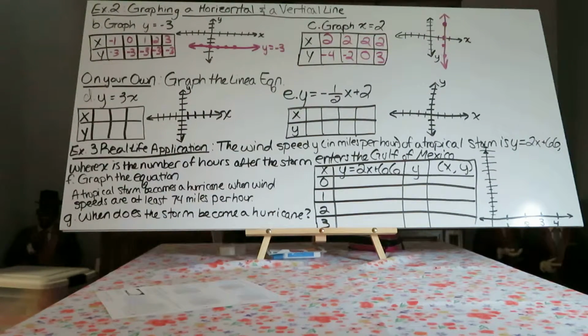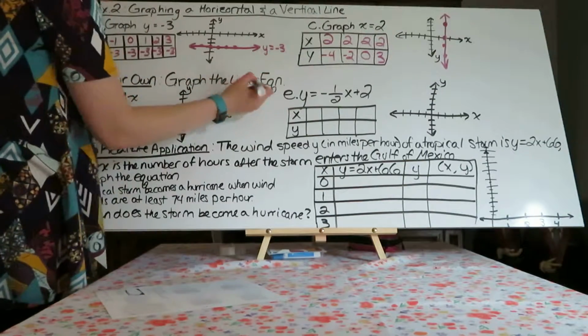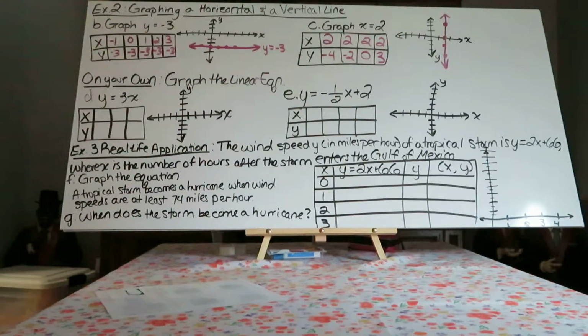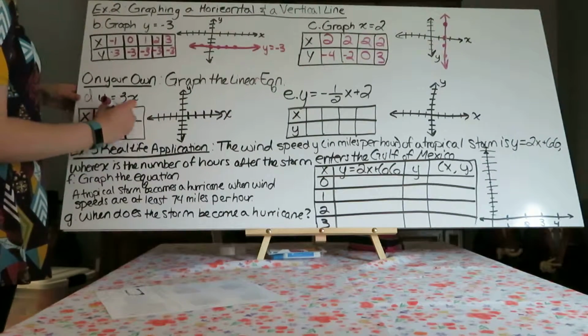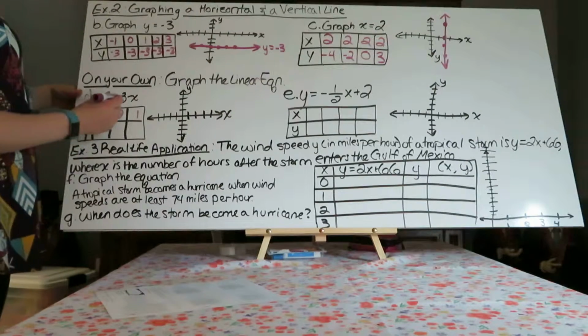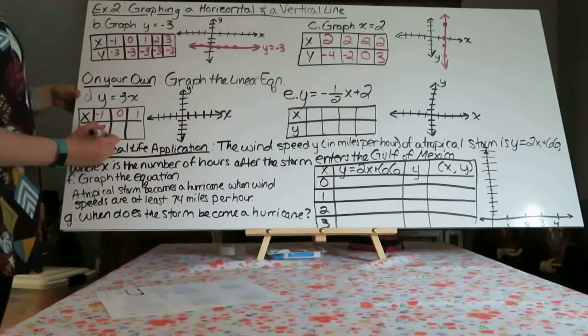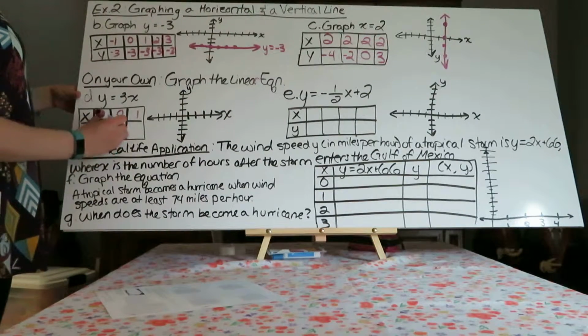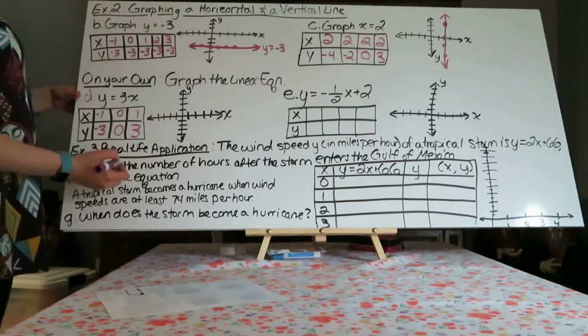So we're going to graph the linear equation y equals 3x. So for my x values, I'm going to choose negative 1, 0, and 1. Again, I like really small values. Plug in the negative 1: 3 times negative 1 is negative 3. Then plug in the 0. That's 0, and that's 1, 3.